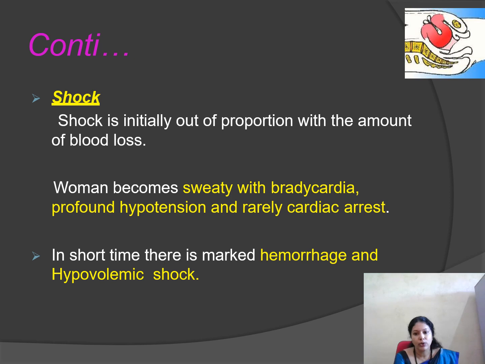Next, the lady will go to a stage of shock, and the degree of shock won't be in relation to the amount of blood loss. That is, already I have told you that neurogenic shock will occur. And the woman will start to sweat, bradycardia will occur, profuse hypotension will be there, decreased blood pressure will be there. Finally, the lady will go to a stage of cardiac arrest. And severe hemorrhage also will be there later. Hypovolemic shock will occur due to the hemorrhage. Initially, neurogenic shock will occur. Later, hypovolemic shock also will occur.